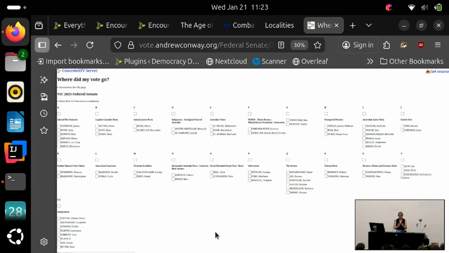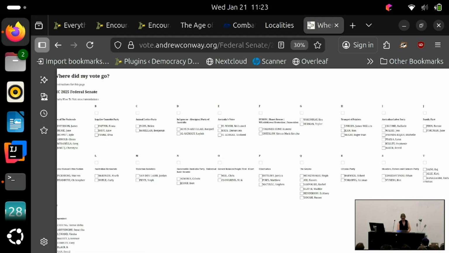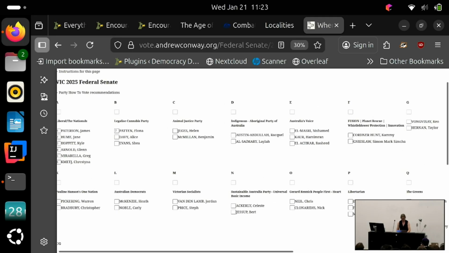So just to demonstrate, I'm going to cast a donkey vote because this is an apolitical presentation. Sorry, it's hard to donkey vote when the text is so small. Maybe I can do it by hand. All right, so I'm just tapping on each person to fill in my ballot.